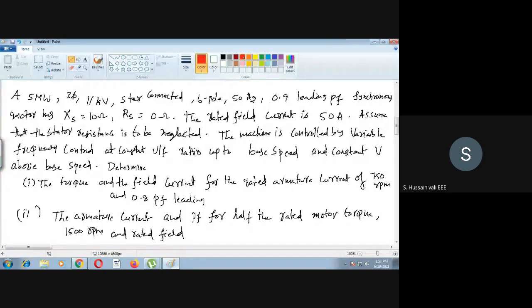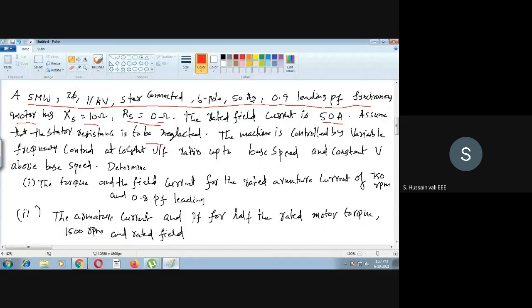See here, a 5 megawatt 3 phase 11 kV star connected 6 pole 50 Hz 0.9 leading power factor synchronous motor. He has given the data of the synchronous motor. XS is 10 ohm, RS is 0 ohm, so it is neglected. The rated field current is 50 ampere. Assume the stator resistance is to be neglected. RS is 0 already, he has given the same statement.